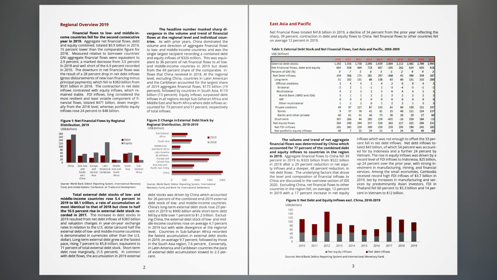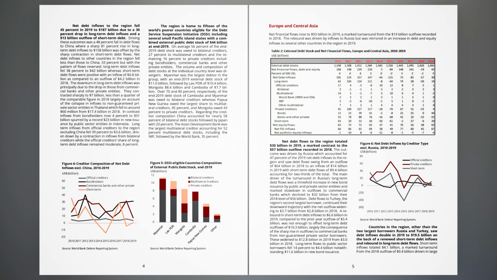Figure 3. Net debt and equity inflows excluding China, 2010 to 2019. Net debt inflows to the region fell 45% in 2019 to $187 billion due to a 30% drop in long-term debt inflows and a $13 billion outflow of short-term debt. Driving these outcomes was a 48% fall in debt flows to China, where a sharp 81% rise in long-term debt inflows to $158 billion was offset by the sharp contraction in short-term debt flows.